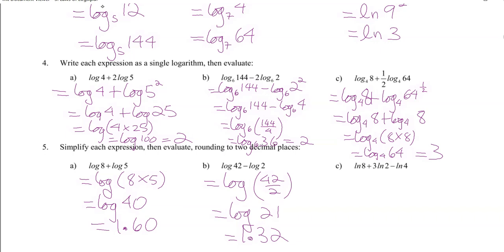A little bit of work here. Ln 8 plus 3 ln 2 minus ln 4. Okay, we can't use log laws or ln laws if we have a number in front. So what do we do? So we kick the 3 up as a power, right? So it becomes 2 to the power of 3. So the ln of 2 cubed minus ln 4. And taking our time, what is 2 cubed? 8. So ln 8 plus ln 8 minus ln 4.